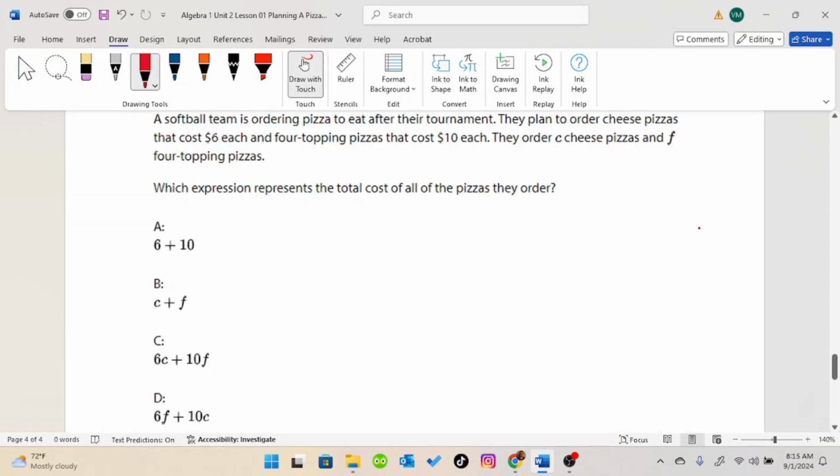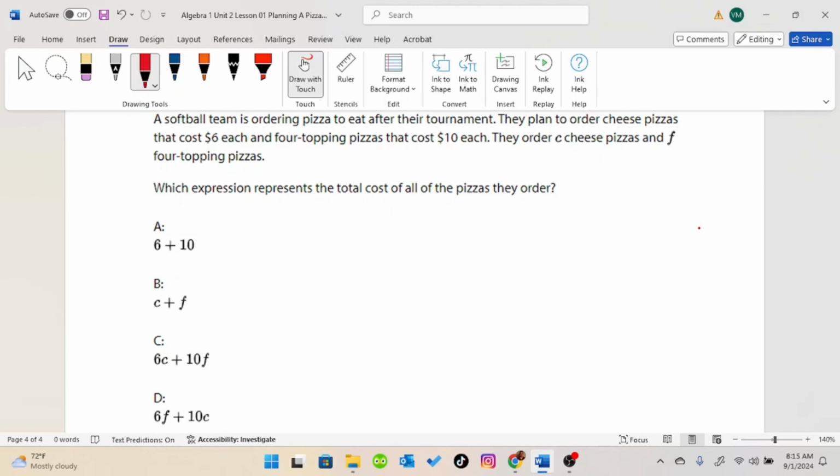Our last practice problem for lesson 1. A softball team is ordering pizza to eat after their tournament. They plan to order cheese pizzas that cost $6 each and 4 topping pizzas that cost $10 each. They order some unknown number C cheese pizzas and some unknown number F 4 topping pizzas. Which expression represents the total cost of all the pizzas they order?